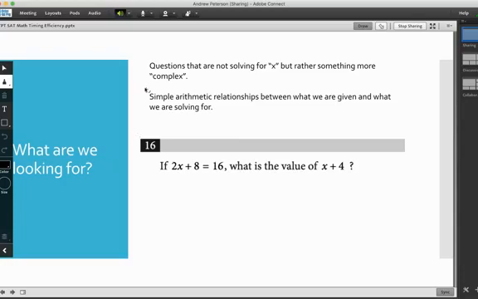So we're looking for questions where we can save a little bit of time, questions that are not solving for X, but rather solving for something more complex. I put "complex" in quotation marks here because what I'm trying to say is that rather than looking for X, we're looking for X plus 4. Now, technically, this is more complex than X because it has a plus 4, but I don't mean something we've never seen before or that makes us feel uncomfortable. I just mean we're not doing what we typically do in math class.